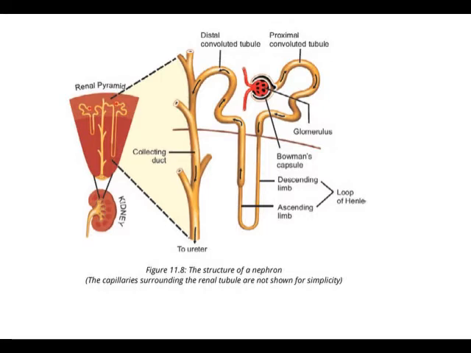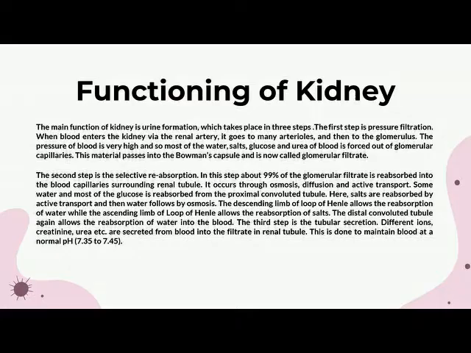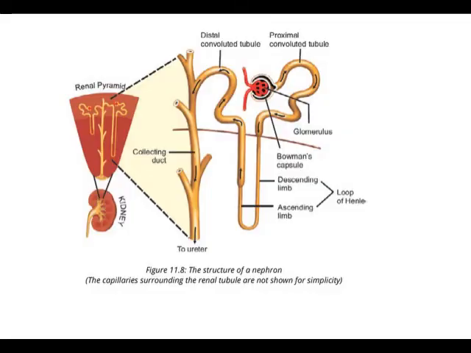The third step is tubular secretion. Different ions, creatinine, urea, etc. are secreted from blood into filtrate in the renal tubule. This is done to maintain blood at a normal pH which is 7.35 to 7.45. These ions come into the renal tubule where they enter the filtrate to maintain the pH of the blood. After the above mentioned steps, the filtrate present in the renal tubule is known as urine.